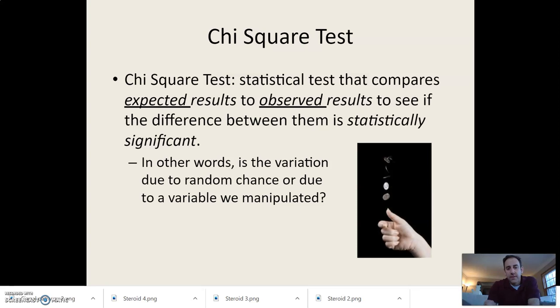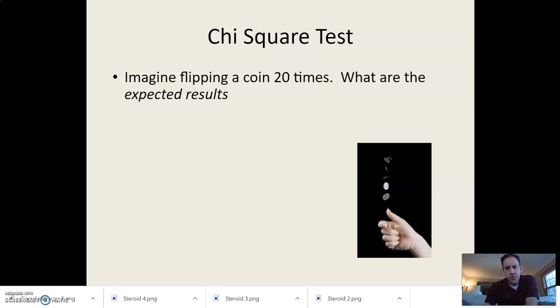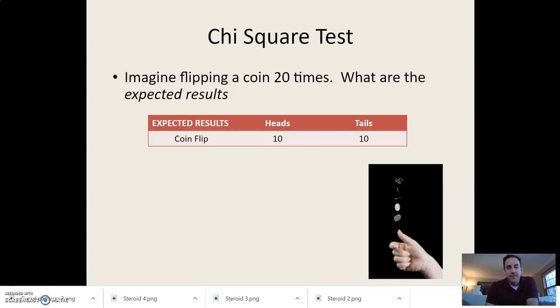How does it work? Well, let's start by flipping a coin, because that's something that most of us are familiar with. Even as a teacher at my low salary, I have coins available that I can flip. So imagine that you flip a coin 20 times. What are your expected results? I'm guessing you would expect to get a perfect 10 heads, 10 tails, right? Because there's a 50-50 chance, so half the time you get heads, half the time you get tails. So 10 and 10 are the expected results.